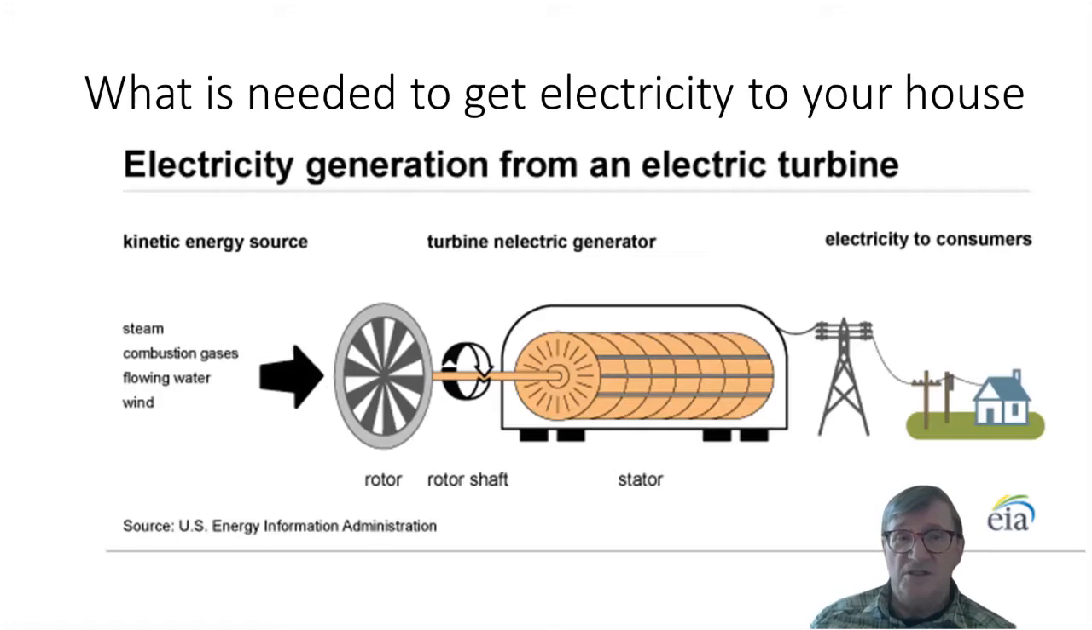So this is just a cartoon of a generic electricity generation. You need some sort of motive force to turn a rotor. It can be steam, gas, water, wind, and whatever it is, it turns the rotor, which is in a stator that generates flow of electricity that goes out into the grid.